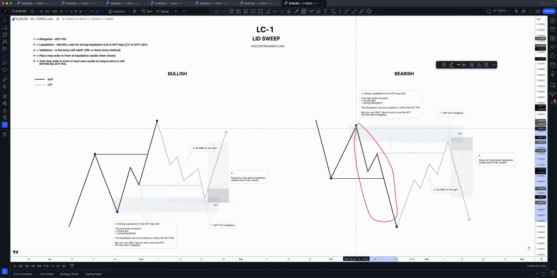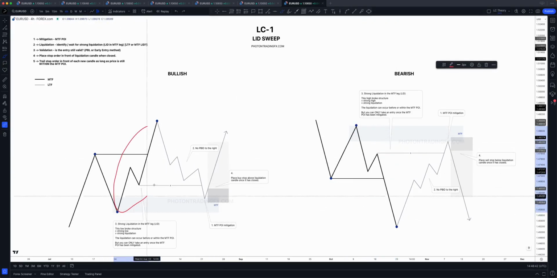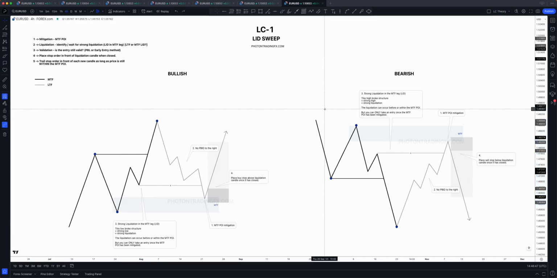So literally just looking for strong highs in the leg to the left, or strong lows in the leg to the left if we're looking for longs. Okay, let's dive into some real examples.